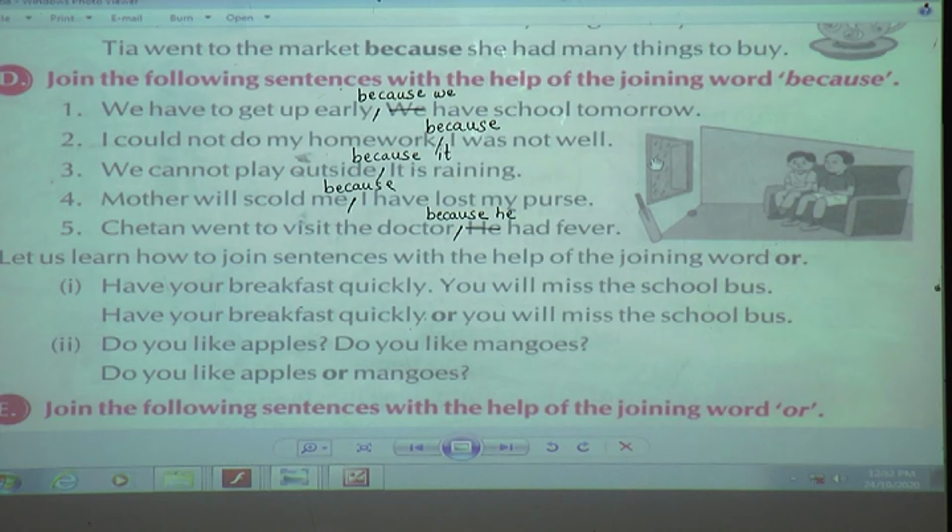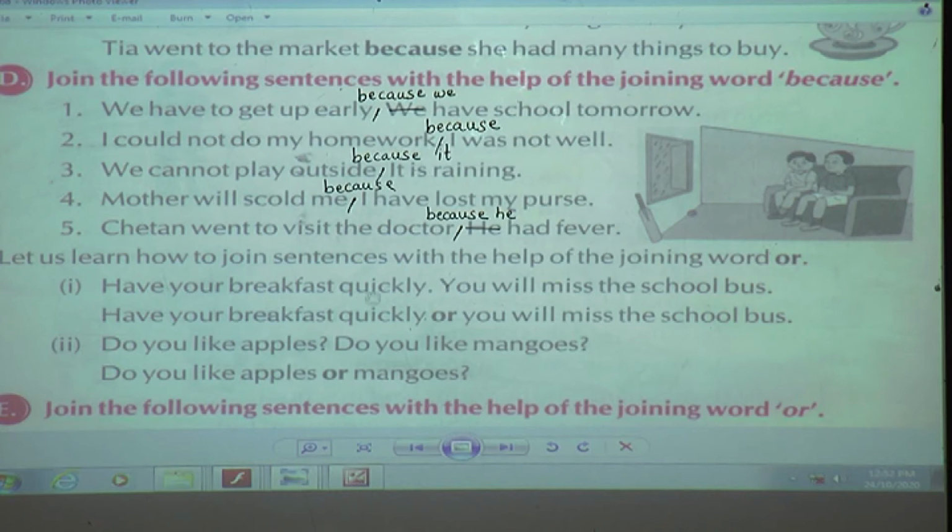Next we are going to join with or. Here some changes are there that you have to pay attention to. Ready, students? Have you finished with this? I hope you have done. Let us learn how to join sentences with the help of the joining word or. This is the last one which we are learning. We have finished with and, but, because. Or. We are now on the conjunction or.